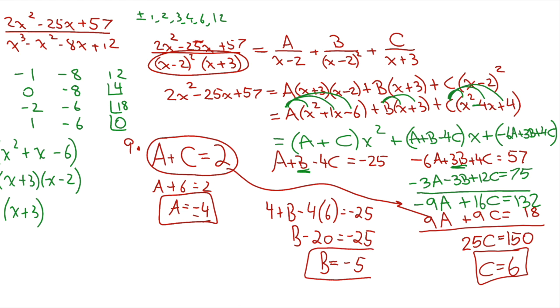Look at that, damn order. Negative 4, negative 5, 6. Wow. Yeah, that worked out so perfectly.